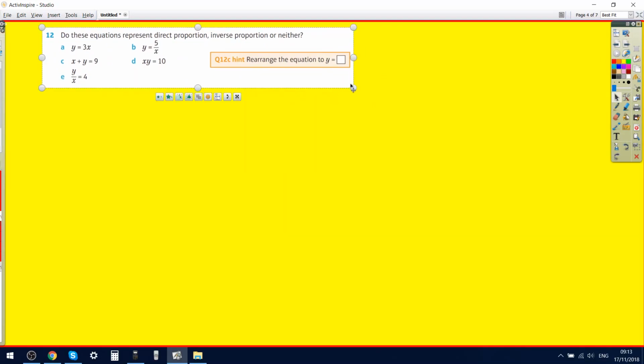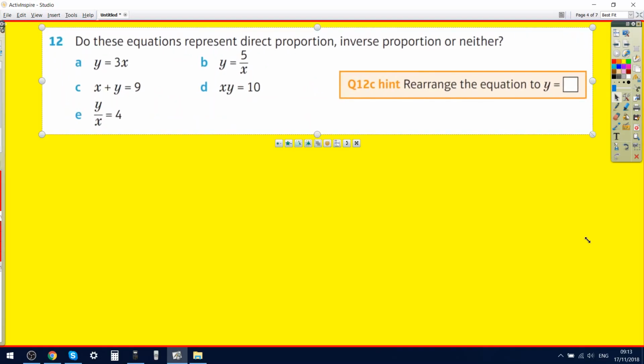Okay, so this one, directly proportional, inversely proportional, or neither? Direct proportion. Okay, so first one's direct proportion. Then that's inverse. And then I think that's neither. And I think that's direct. Nope, it's not. Is it because y is on the other side? Yeah. So yeah, neither.